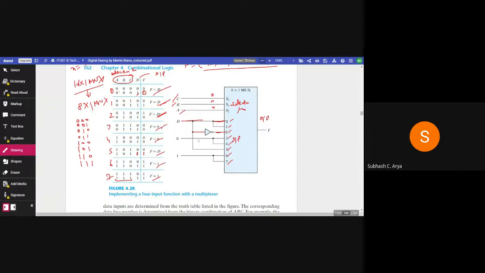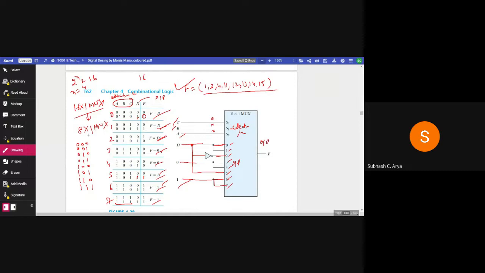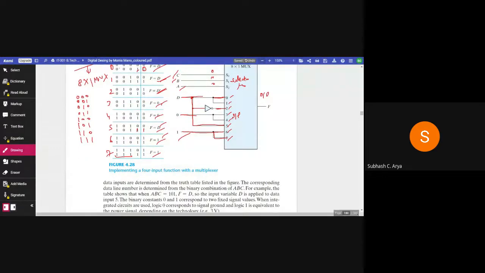And next is 0, so third and fourth are both 0. Then fifth is also D, so that is why it is connected here. Sixth and seventh are both 1, so 1 is connected to 6 and 7. And your circuit is implemented. So whatever arbitrary function is given, you can realize it with the help of a multiplexer either directly, or if it is told to implement with a lesser size, we can do it this way. So just hold on.